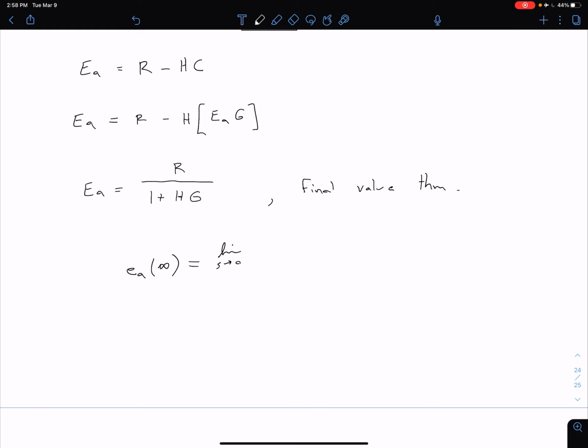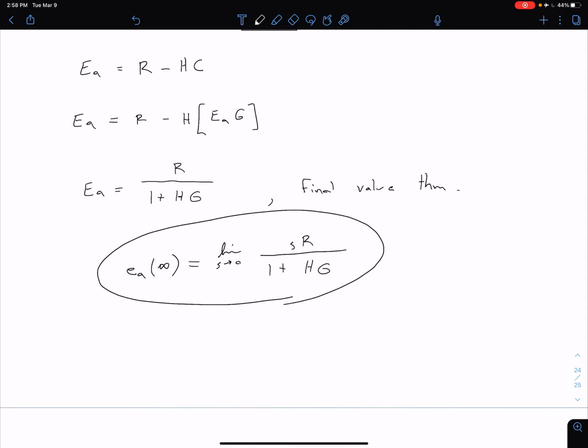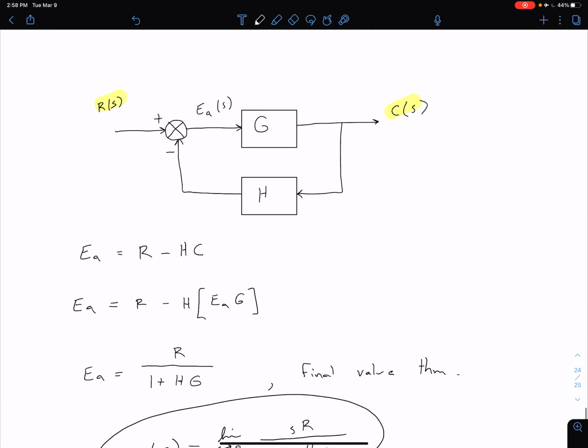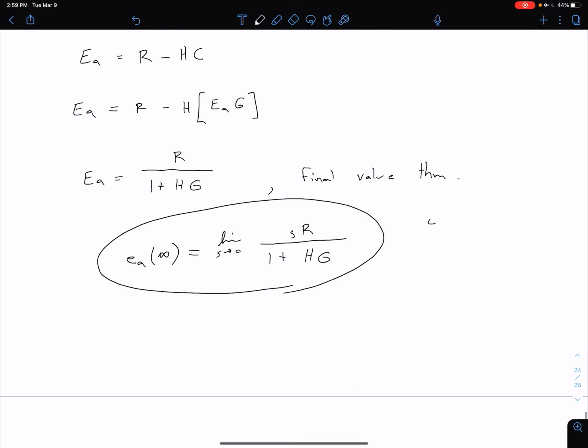So we have the limit as s goes to 0 of s times R divided by 1 plus H times G. Something to keep in mind is that this equation is only for this configuration shown above. So only for the above configuration.